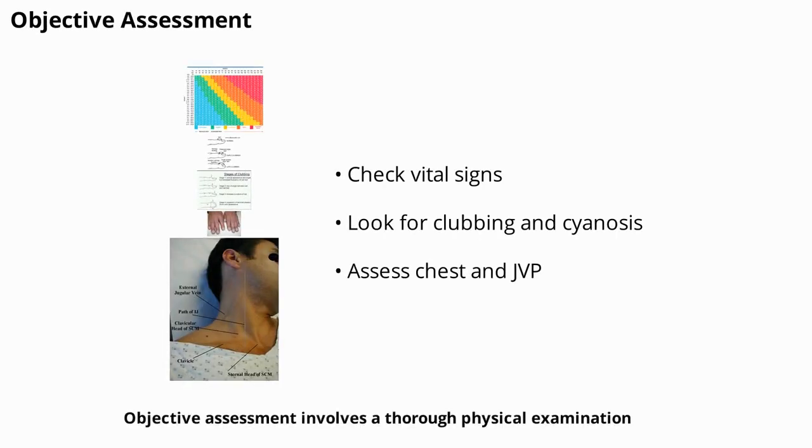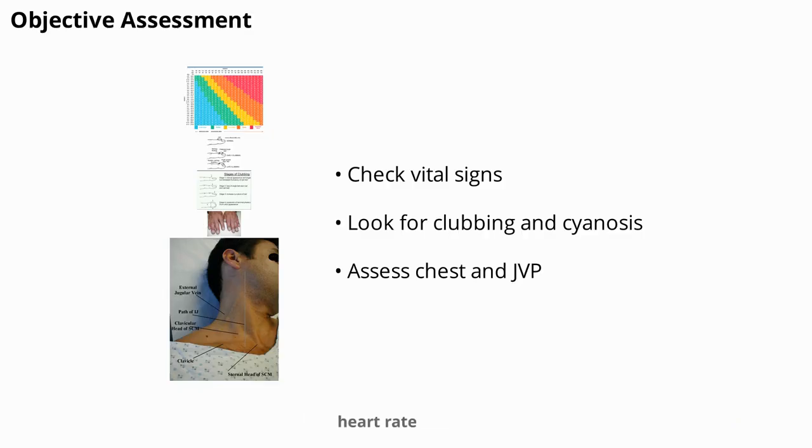Objective assessment involves a thorough physical examination. Start with general observations: alertness, ventilation, body temperature, heart rate, blood pressure, and respiratory rate. Look for signs like tremors, muscle wasting, or clubbing of the fingers, which can indicate chronic disease. Examine the hands, eyes, and skin for clues such as cyanosis or jaundice. Assess jugular venous pressure for heart failure, and observe the chest for shape, movement, and breathing patterns. These findings, combined with the patient's history, help form a complete clinical picture.